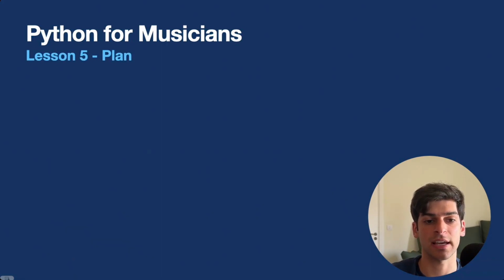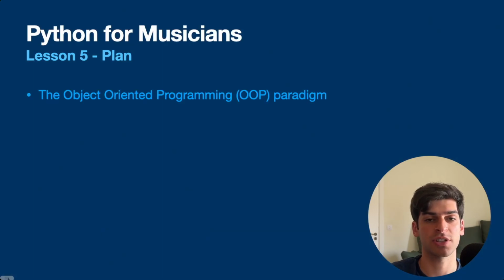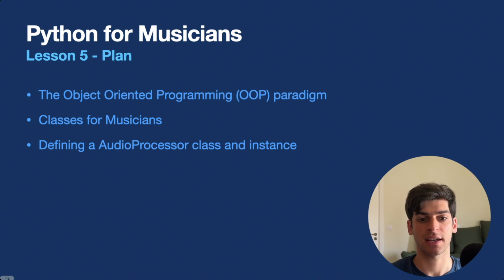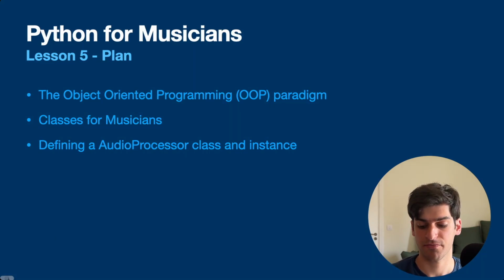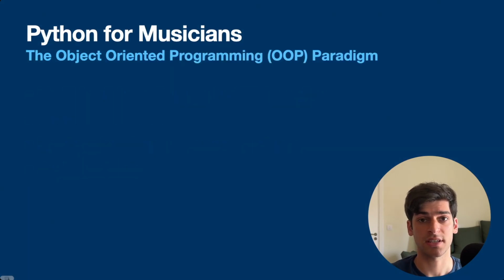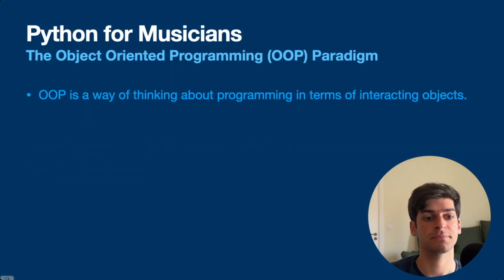The plan for the day is to briefly talk about the object-oriented programming paradigm, how it's useful for us as musicians and creative coders, and then we'll jump into Python and define a class. We'll define the basics of an audio processor class that can act both as a synthesis engine and as a processing engine. We'll give this audio processor class some methods and an initializer and explain why and how these are useful. So what is the object-oriented programming paradigm?